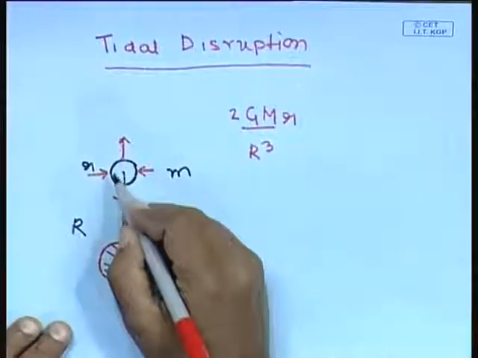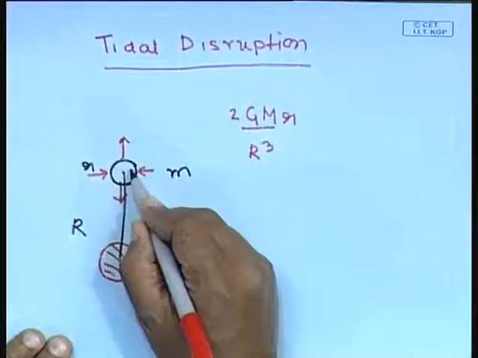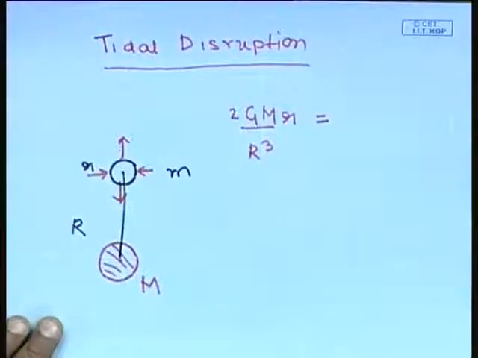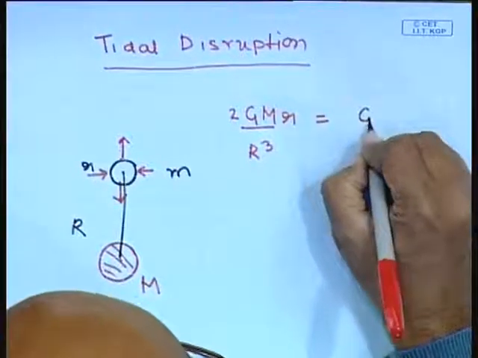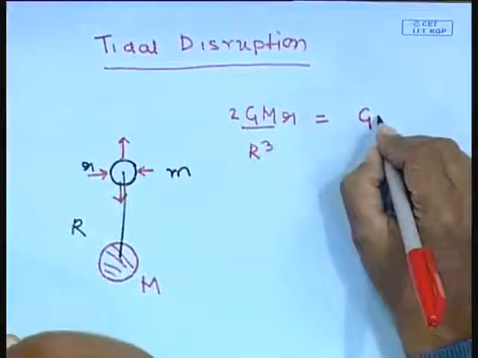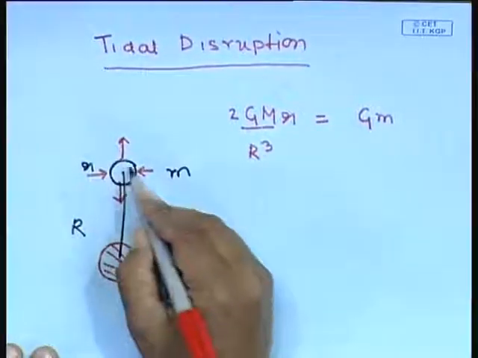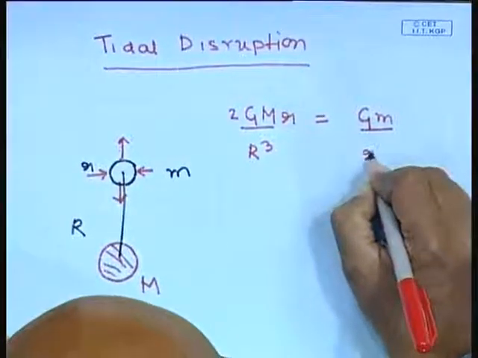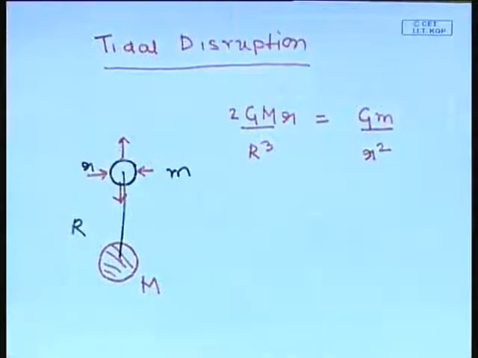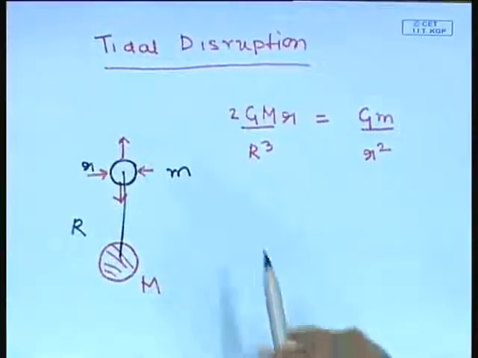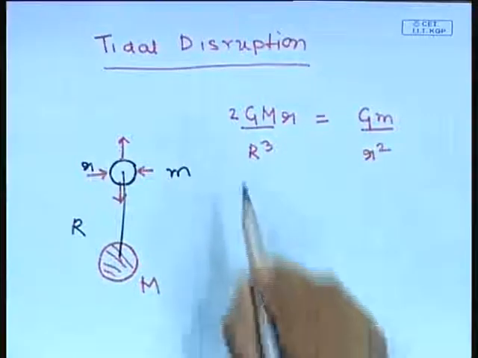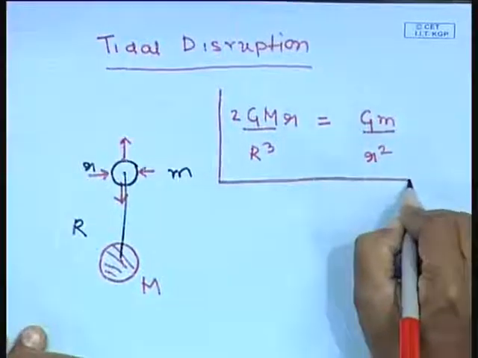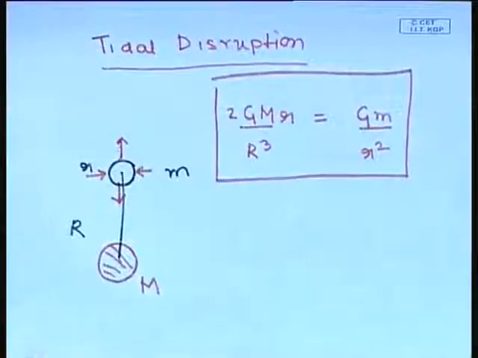Now let us calculate the acceleration due to the force that is holding it together. So it is held together by its own gravity, and its own gravity produces an acceleration G into m, the mass of this small object, by r squared. So if we want to find out under what condition these two become exactly equal, this is the condition under which these two become exactly equal.